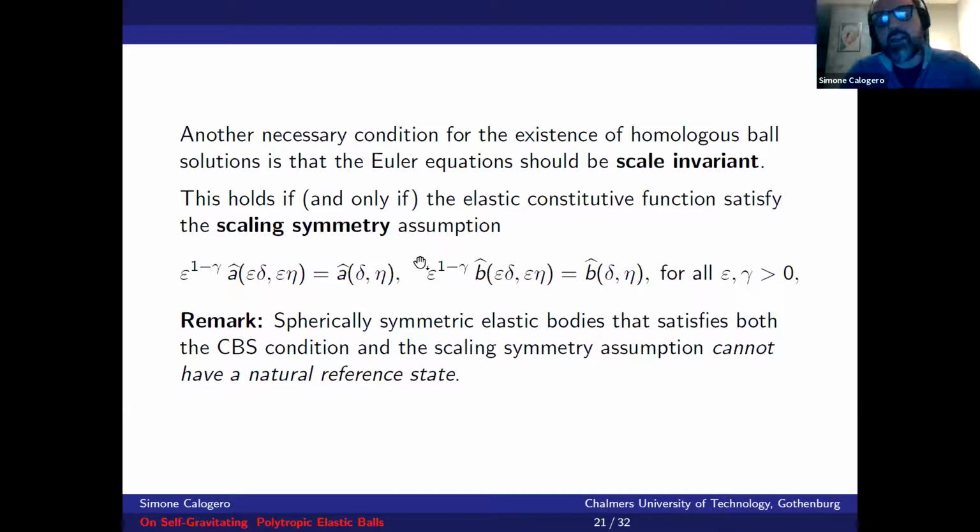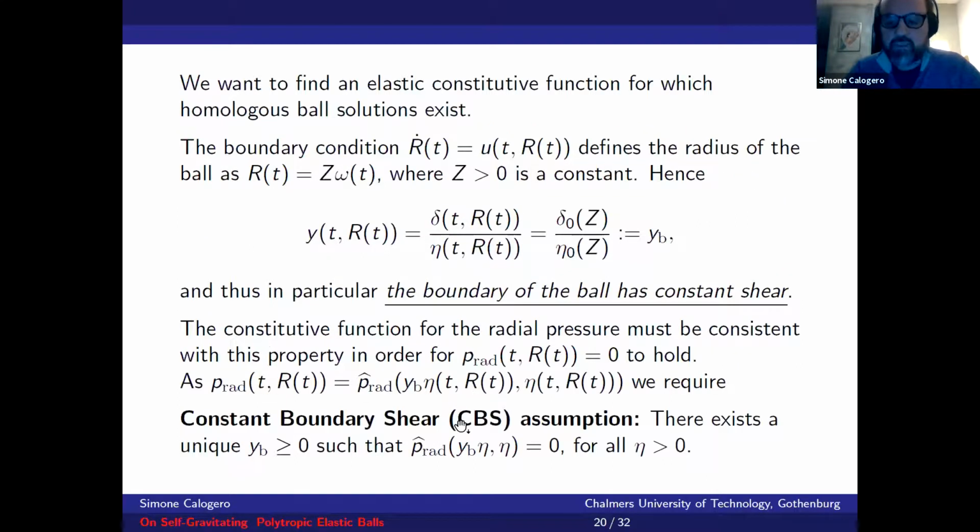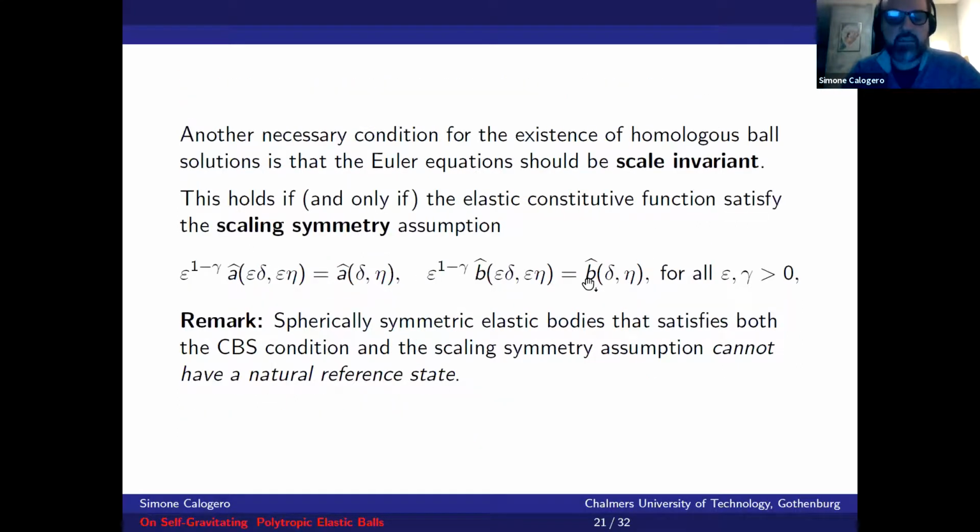So if you want the Euler equation for the elastic body without gravity to admit self-similar solutions, to be scale invariant, then you have to require that this function A and B should satisfy this scaling property. And I say this because there's an important remark I should mention: if you want a spherically symmetric body to satisfy both the CBS condition, the constant boundary shear assumption, and this scaling symmetry assumption, then it cannot have a natural reference state.